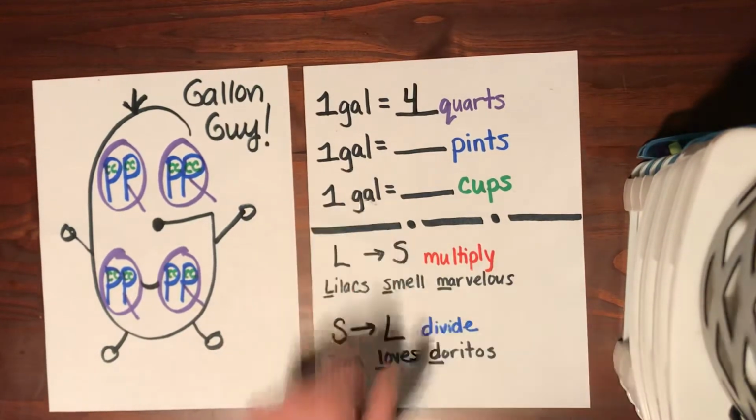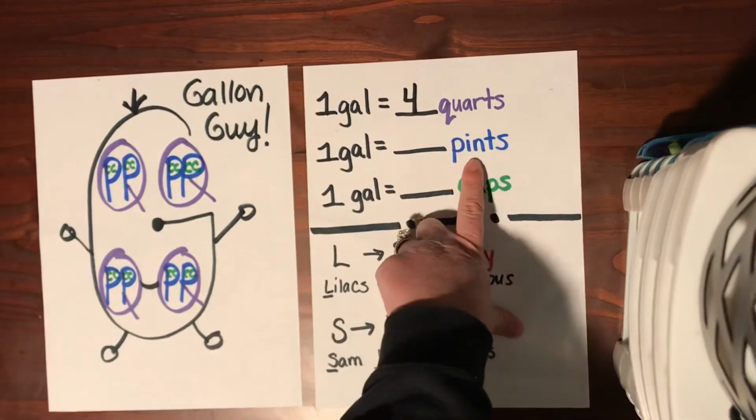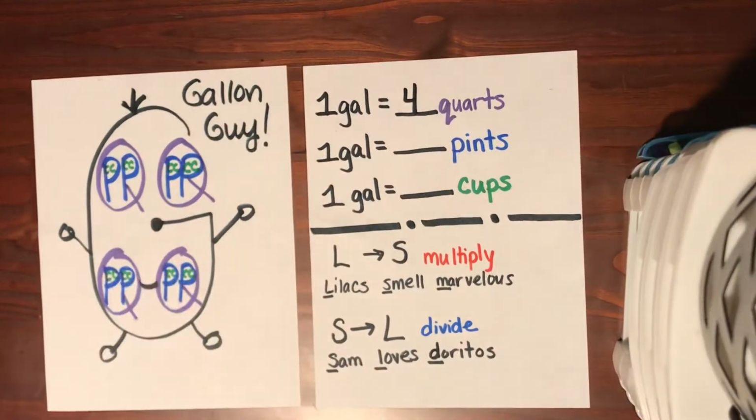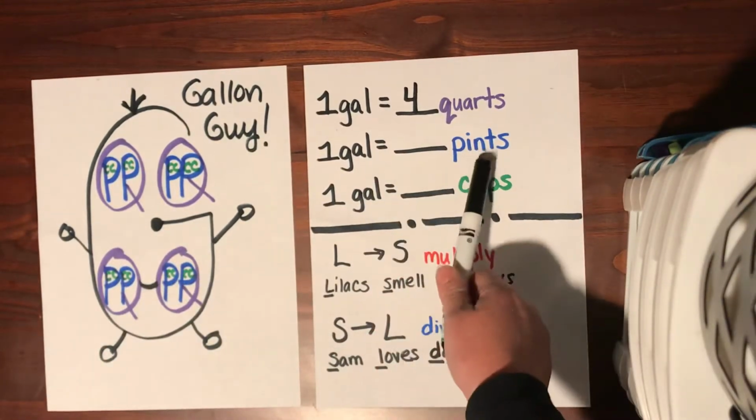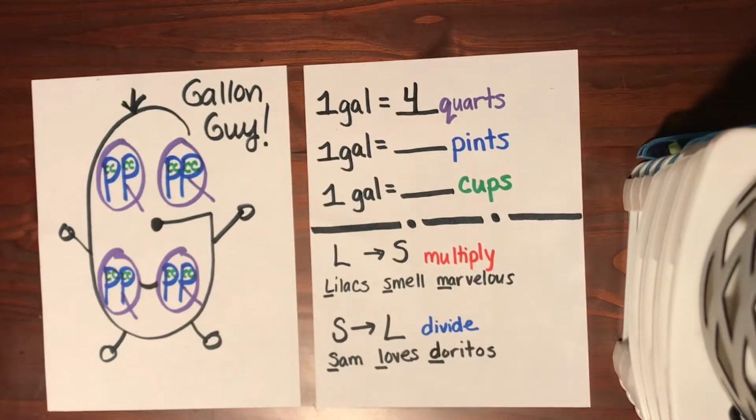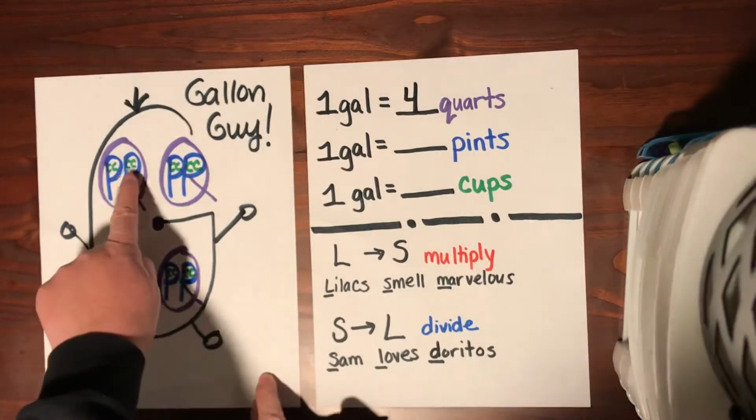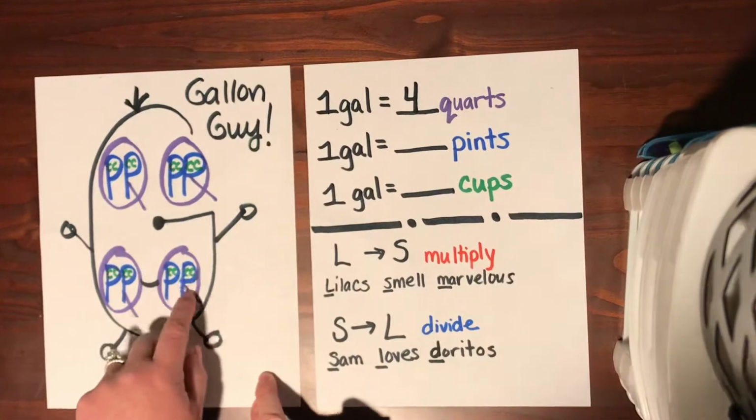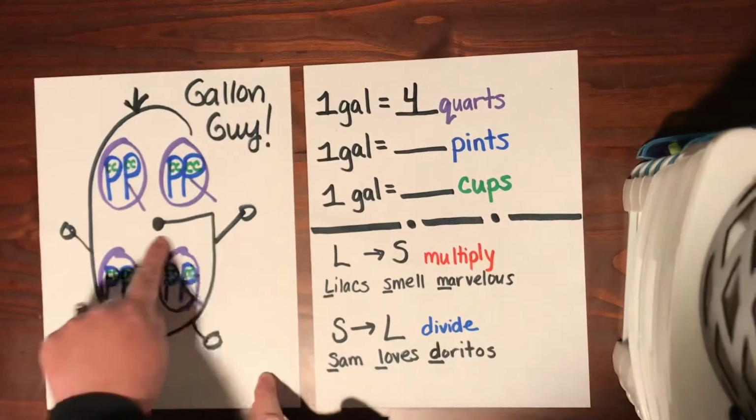So 1 gallon equals how many pints? Here's our big gallon. We want to count how many pints are in every gallon. So there's 1, 2, 3, 4, 5, 6, 7, 8. 8 pints in 1 big gallon.